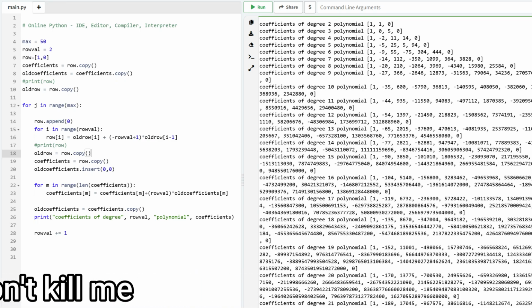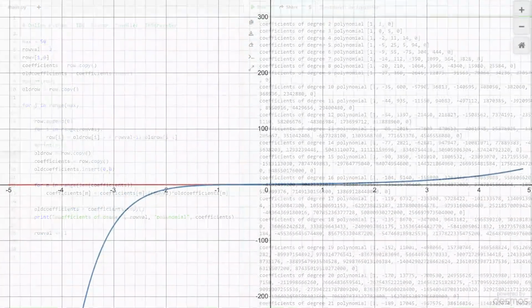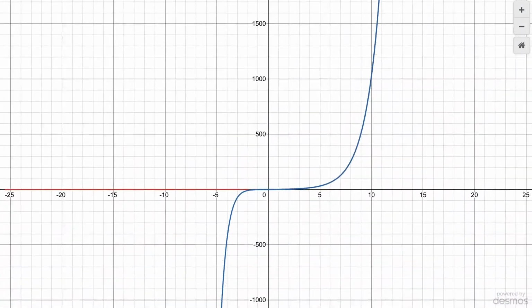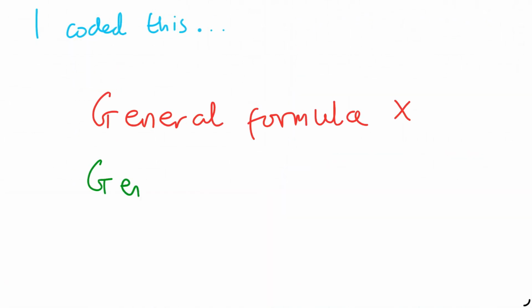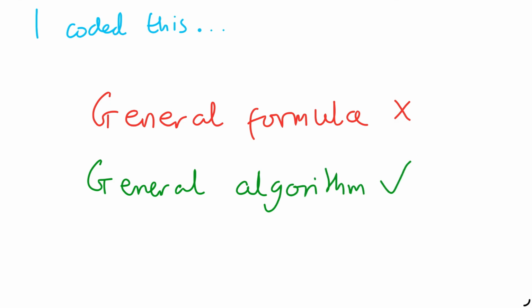But I did calculate the coefficients up to a degree 31 polynomial. The one I'm showing you here, however, is just a degree 15 polynomial. Alright, fine. So we didn't actually reach a general formula per se, but we do have a general algorithm for producing the formulae for these bait sequences.